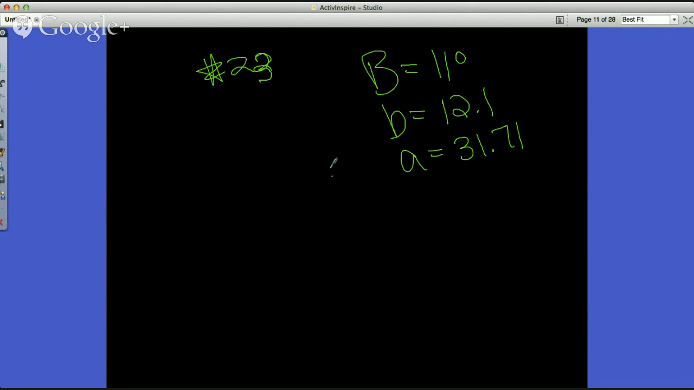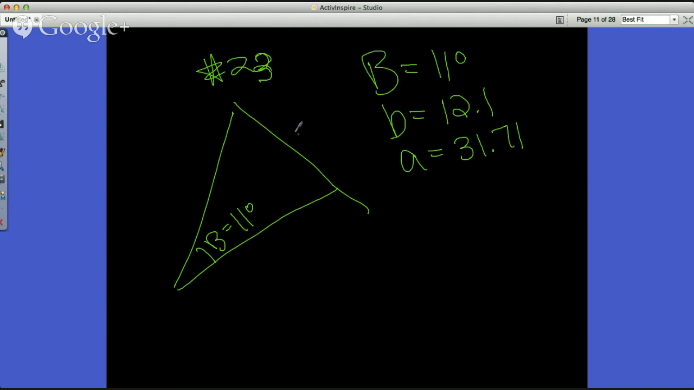So first thing to do when I get this is let's make a triangle. We got angle B is 11 degrees. We know B is 12.1, so it's opposite of that side. Little a is 31.71. And we have angle C and little c. So this is what I have right now. Now, question, how do I know there's possibly two triangles?